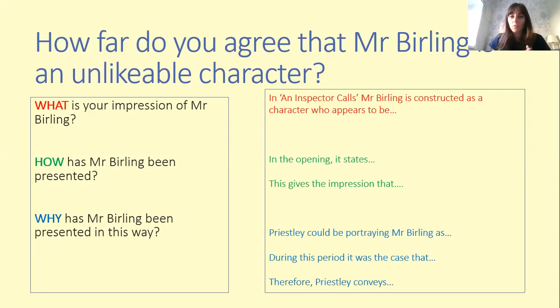And finally, both of those lead to the why, because you need to be thinking about, well, why is Mr. Birling being presented in this way? What are the overall intentions that Priestley has? And one way to consider this is actually the what plus how equals the why. And then they all link together quite nicely. So I'm going to demonstrate that to you with this model paragraph.